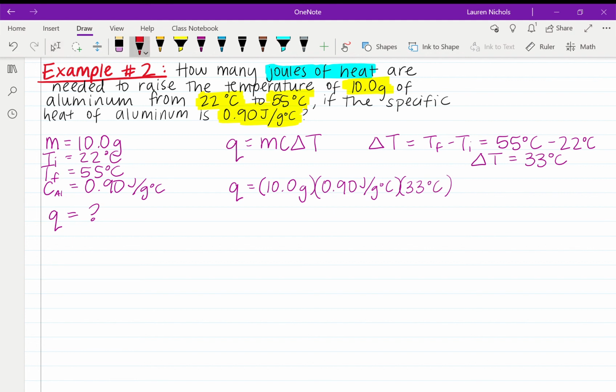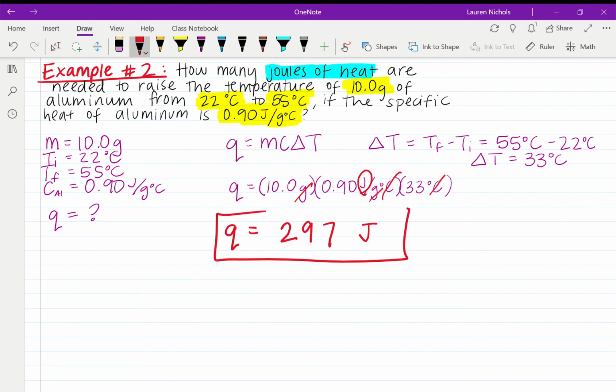And if you look, we can see some units that are going to cancel out. Our specific heat has a divide symbol in the middle of its units. That means the grams and the degrees Celsius are in the denominator. So grams are going to cancel out, and so are degrees Celsius, which means when we solve and multiply, Q is going to be equal to, the only unit that's not canceled out is joules, which is good because we know that Q, or heat, is measured in joules, so we know we've set up our problem correctly. All we're going to need to do is multiply 10 times 0.90 times 33, and when we do that, you're going to get 297 joules of energy. And so that is really great.